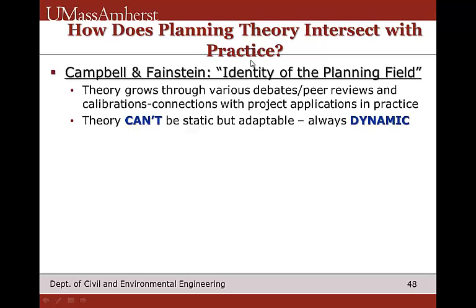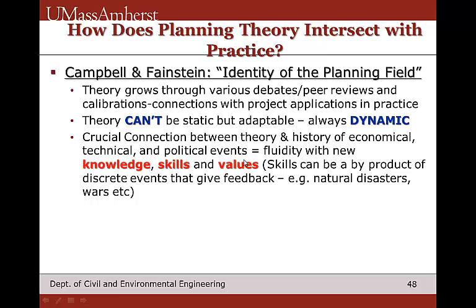So how does planning theory intersect with practice? Well, in a sense, this reading by Campbell and Fainstein on the identity of the planning field, they both mention that theory grows through various debates, peer reviews, calibrations, and connections with project applications in practice. So really what we're saying here is one person or one group who comes up with a theory at some time period takes time to develop that theory. It gets peer reviewed, it gets debated, it gets calibrated in different situations, different scenarios, and then it gets debated further, and then you have an upgrade, per se, to the theory. So the theory changes over time. So theory is not static by any stretch of the imagination, but it's adaptable and it's always dynamic.